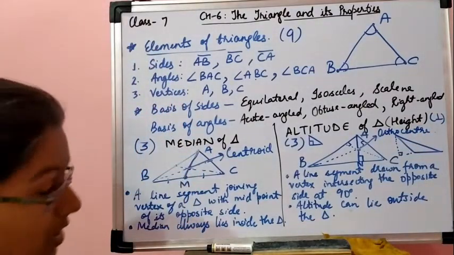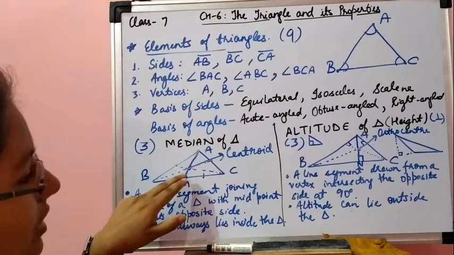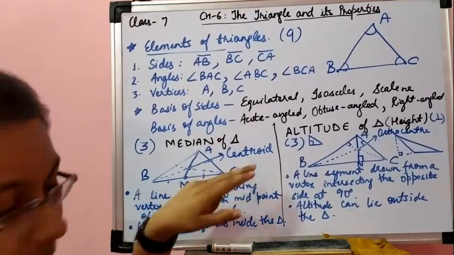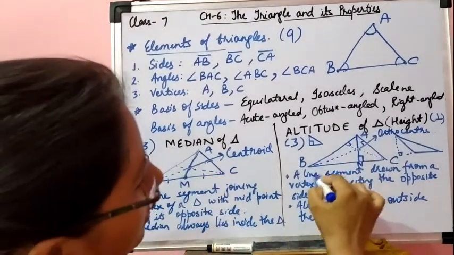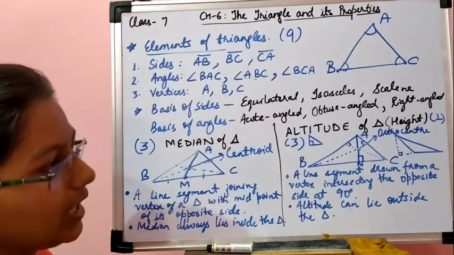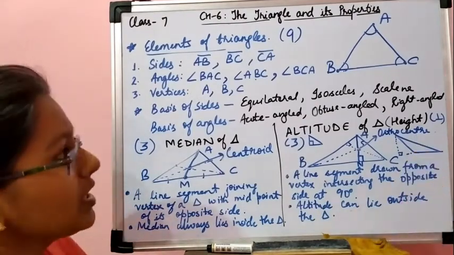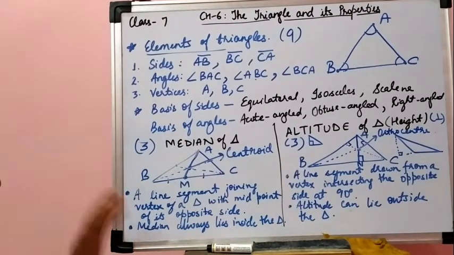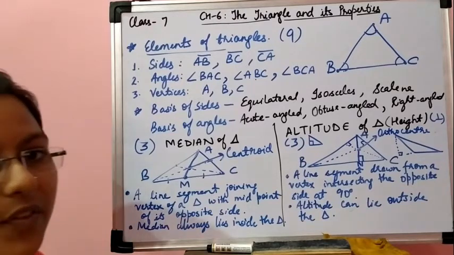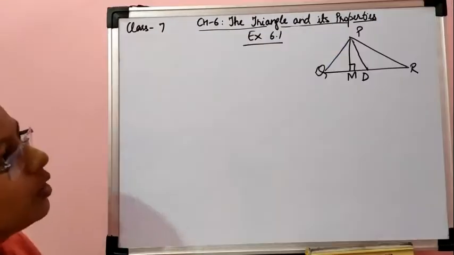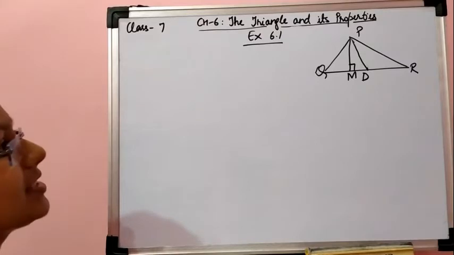This is the extra thing which I am adding to your knowledge. This is not in your syllabus. The intersection of all the 3 medians of a triangle is called centroid, and the intersection of all the 3 altitudes of a triangle is called orthocenter. Now after this we can discuss some questions of exercise 6.1. Okay, now we will discuss some questions of exercise 6.1.